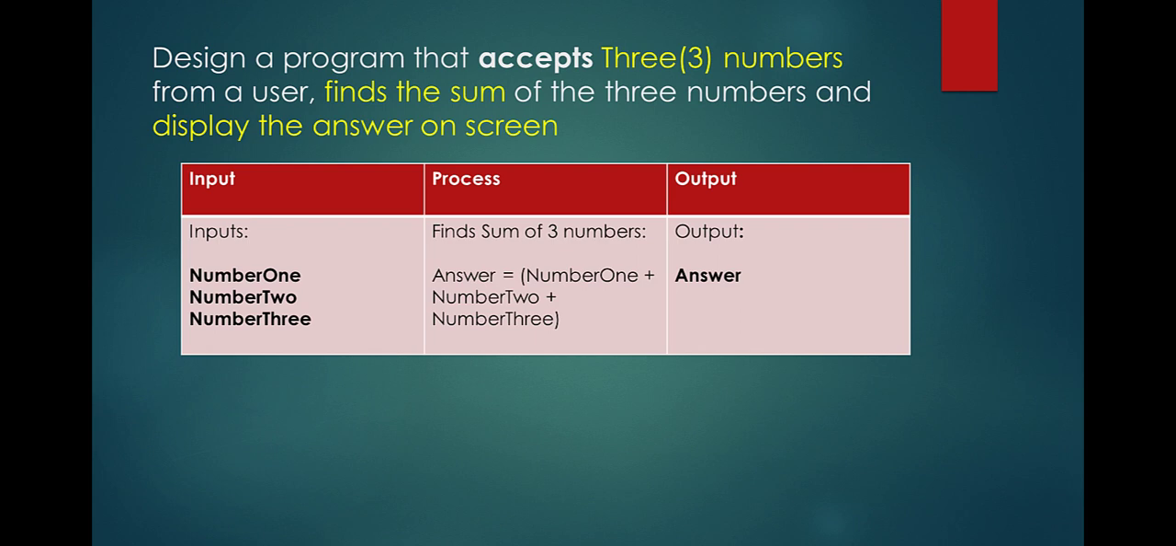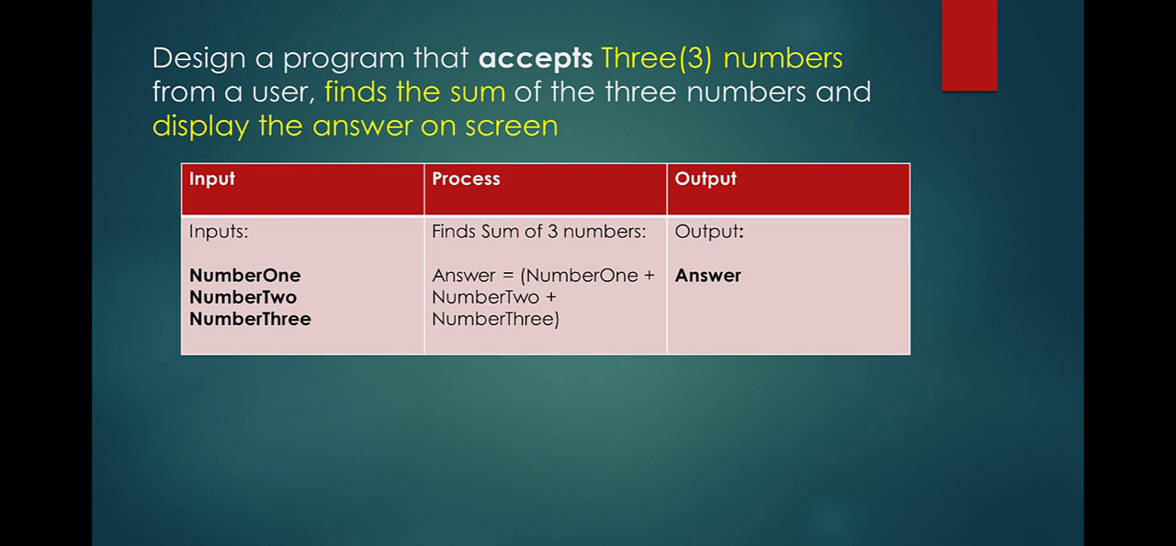So that's something that we've dealt with already, so we know how to do that. Based on the problem, we can divide it into inputs, process and outputs. It says accept 3 numbers, so we know that our program accepts 3 numbers. So we create the variable names number 1, number 2 and number 3. Each of those variables will hold the number that is supplied by the user.